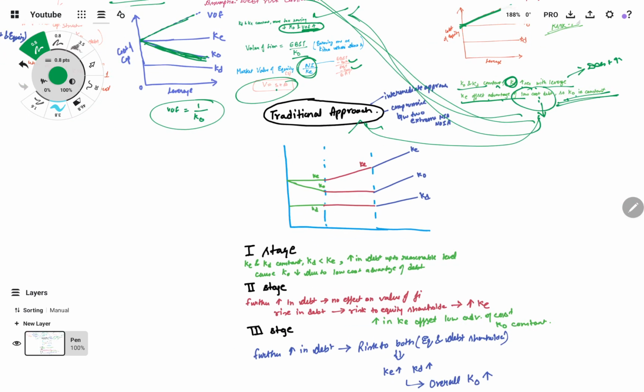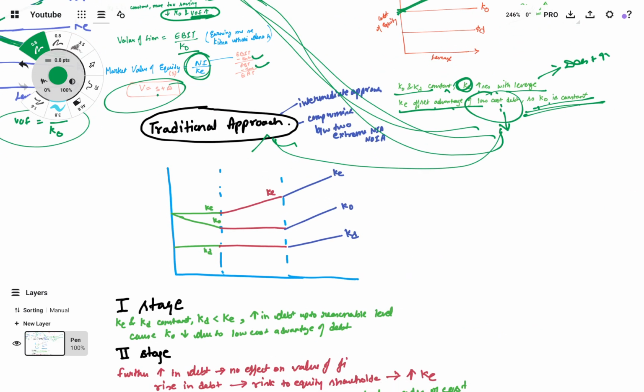Now comes the traditional approach. What do you mean by this? It is also known as the intermediate approach, and it is a combination, a compromise between the two extremes of the net income approach and the net operating income approach. Okay, how? There is a first stage, second stage and third stage.